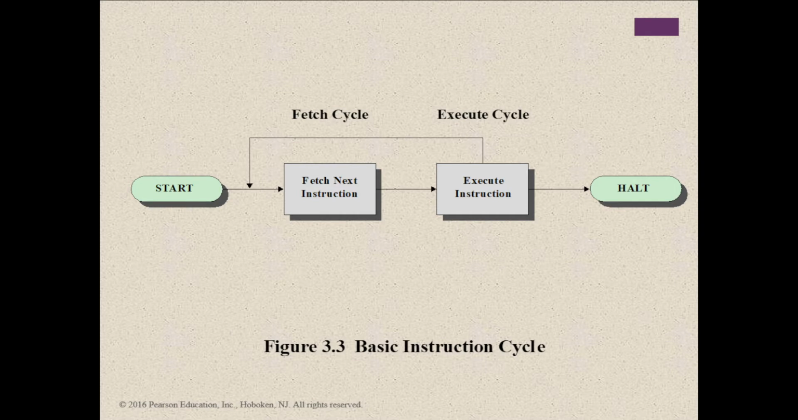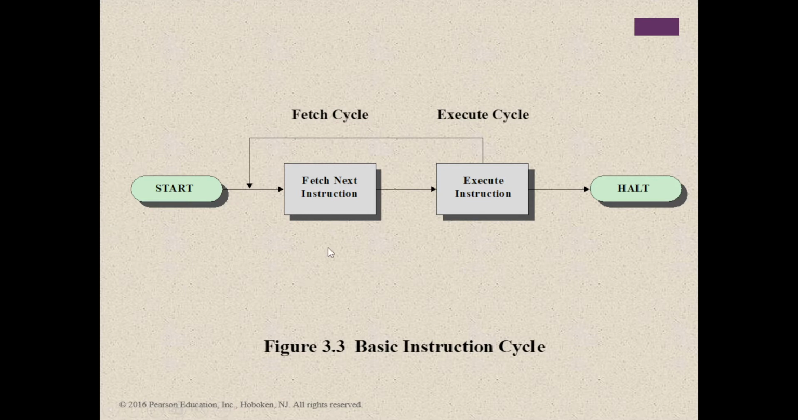In its simplest form, instruction processing consists of two steps. The processor reads, or fetches, instructions from memory one at a time and executes each instruction. So program execution consists of repeating the process of instruction fetch and instruction execution.